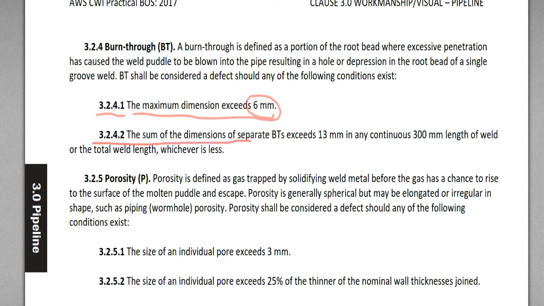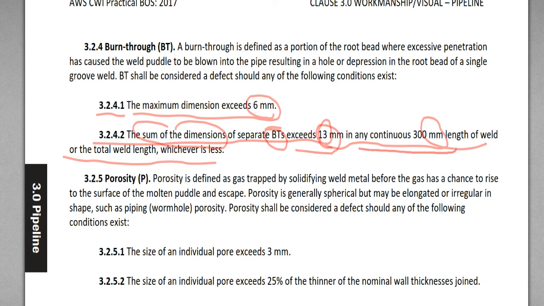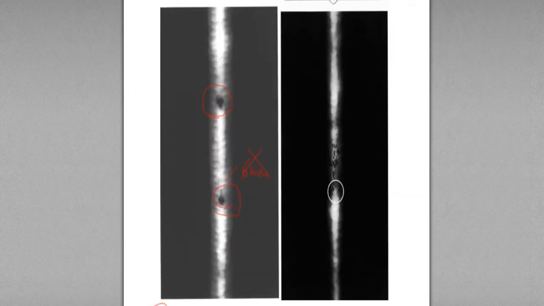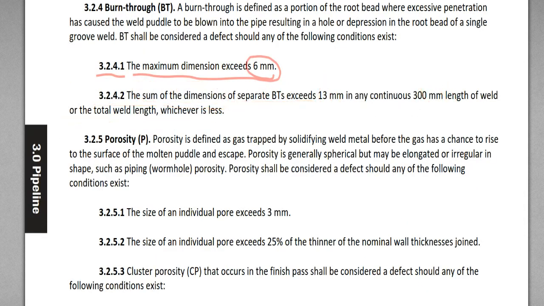3.2.4.2, the sum of dimensions of separate BTs exceeds 13 millimeter in any continuous 300 millimeter length of weld or total weld length, whichever is less. Sum of total, which means aggregate length of the separate BTs exceeds 13 millimeter in any continuous 300 millimeter. So this is 300 millimeter, and the dimension of total burn through, the sum of this burn through, is over 13 millimeter, then this is reject. This was burn through.